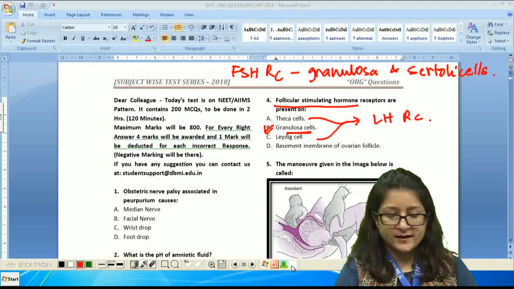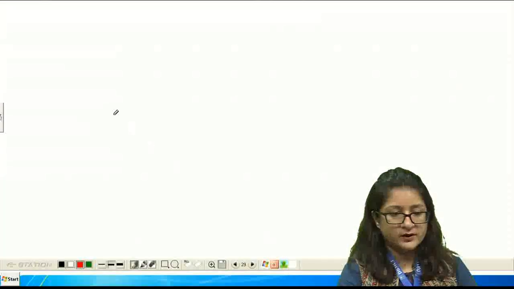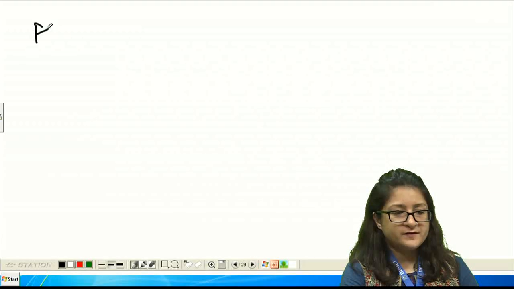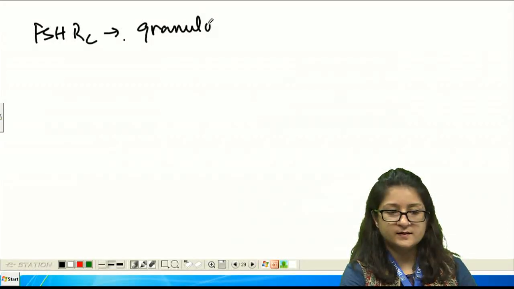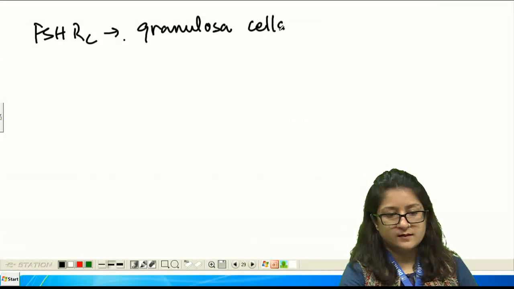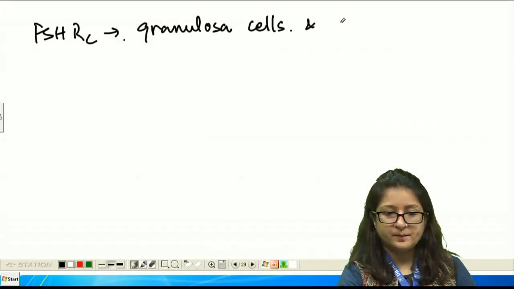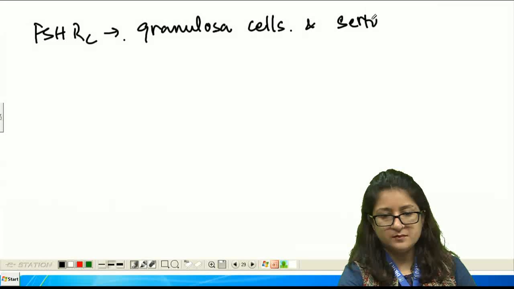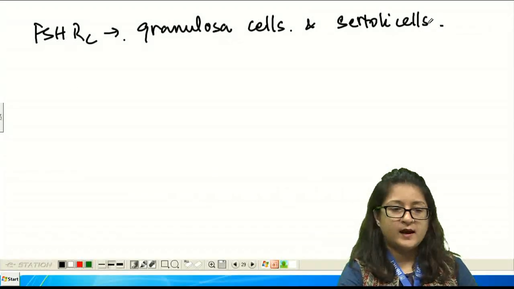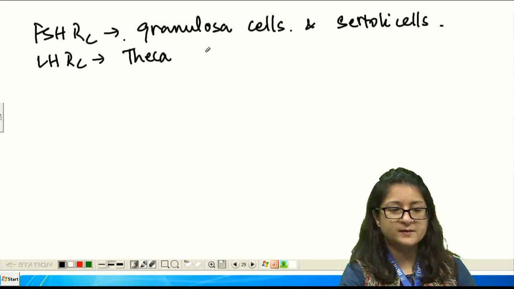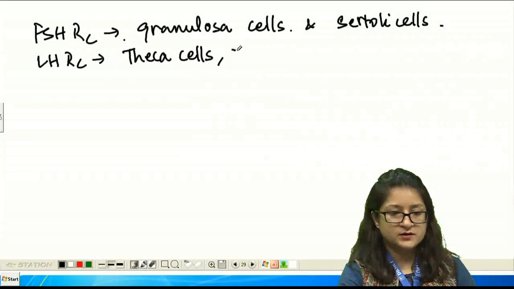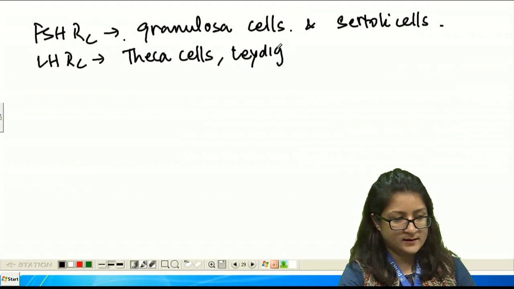So let me just summarize here about the follicle stimulating hormone. What do you have to remember? The FSH receptors are present on the granulosa cells and the Sertoli cells in the males. And your LH receptors are present on the theca cells. They are also present on the Leydig cells.